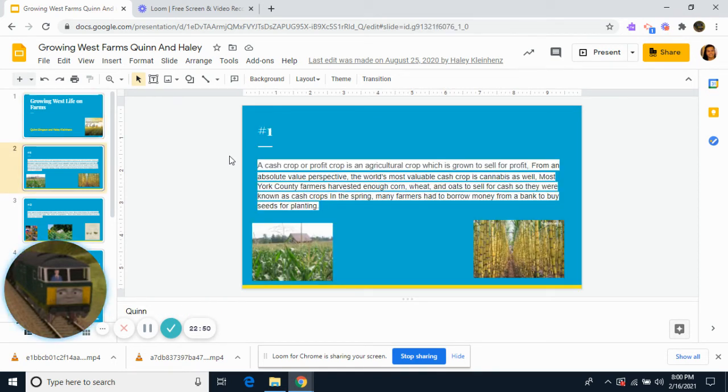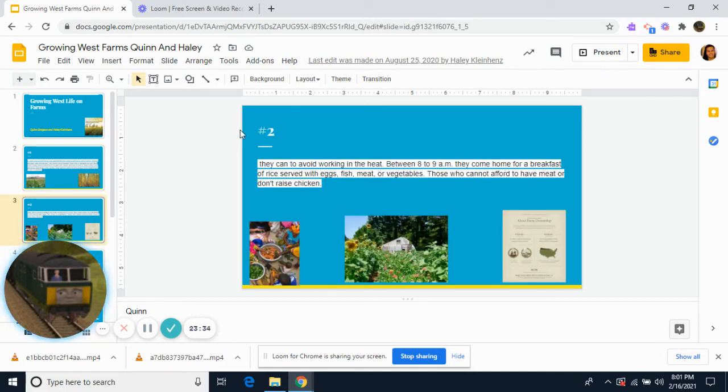A cash crop or profit crop is an agricultural crop which is grown to sell for profit. From an absolute value perspective, the world's most valuable cash crop is cannabis. Most York County farmers harvested enough corn, wheat, and oats to sell for cash, so they were known as cash crops. In the spring, many farmers had to borrow money from a bank to buy seeds for planting. There are a lot of plants to discover and grow, and then wait for them to grow. That's what I like about nature in general.